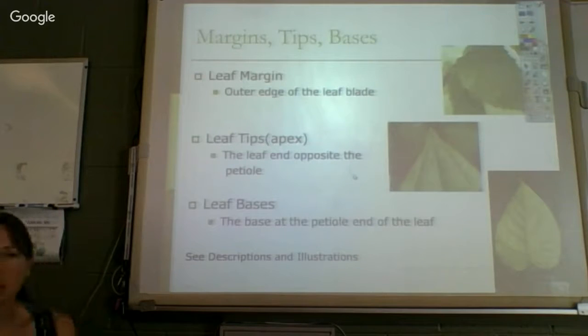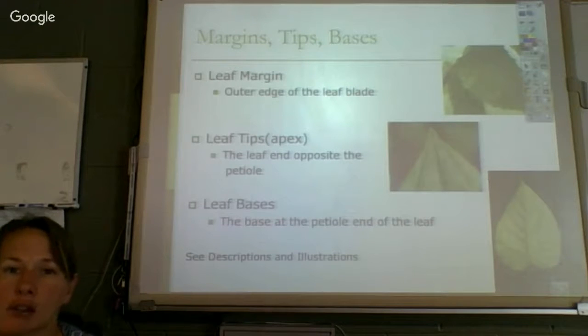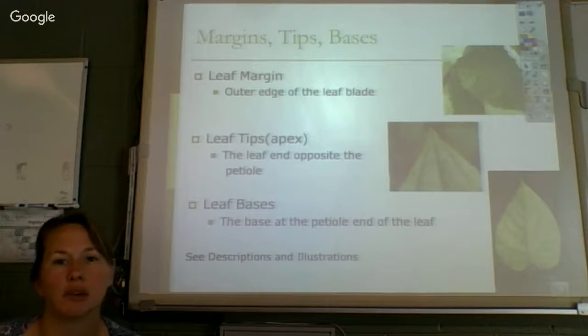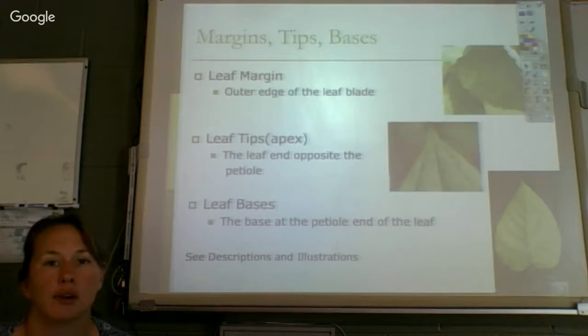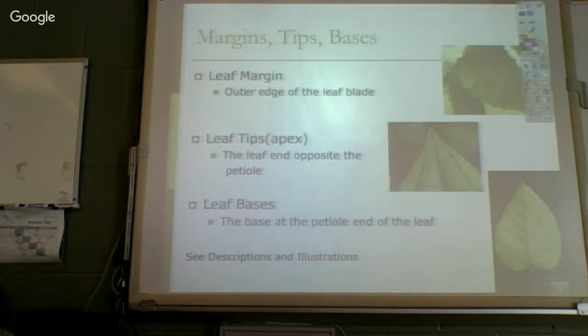Margin, we talked about in a part of a leaf. Margins are the outer edges of the leaves, and that can be different types of margins. It can be smooth, it can be serrated, it can be lobed. There are leaf apexes that are different, so the very tip of the leaf, and then also the bases can be a little different.